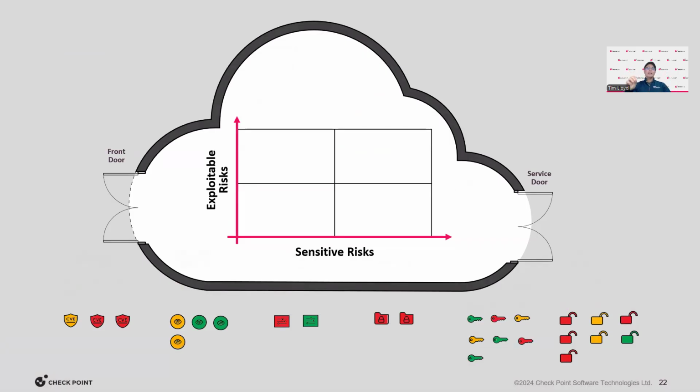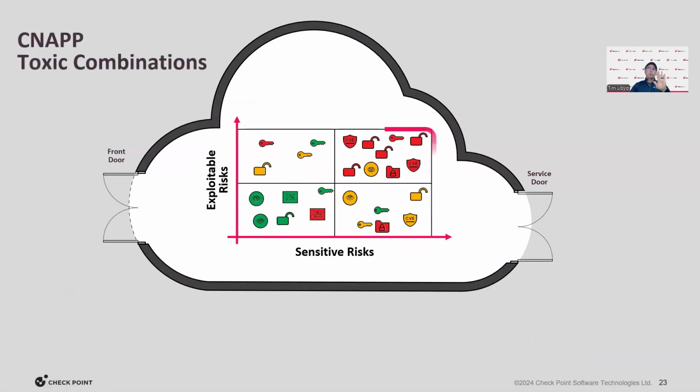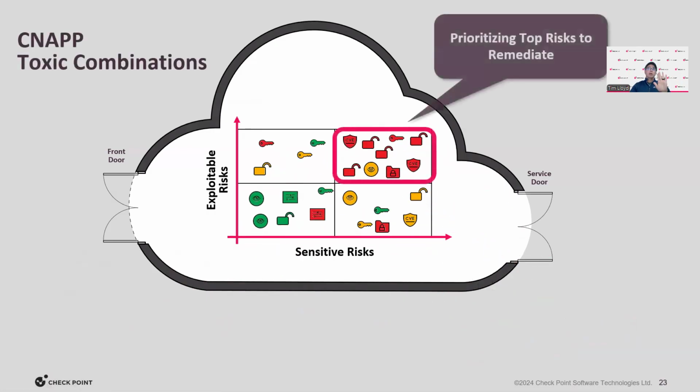Right now, what I'd like to do for you is explain to you how the CNAPP portfolio works together with WAF protection and network protection to give you visibility into your exploitable risks and your sensitive risks so that you know without a doubt where the most critical risks are that need your remediation.